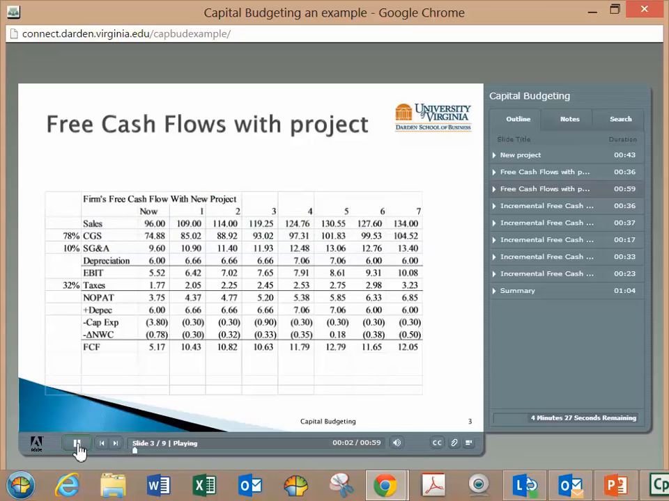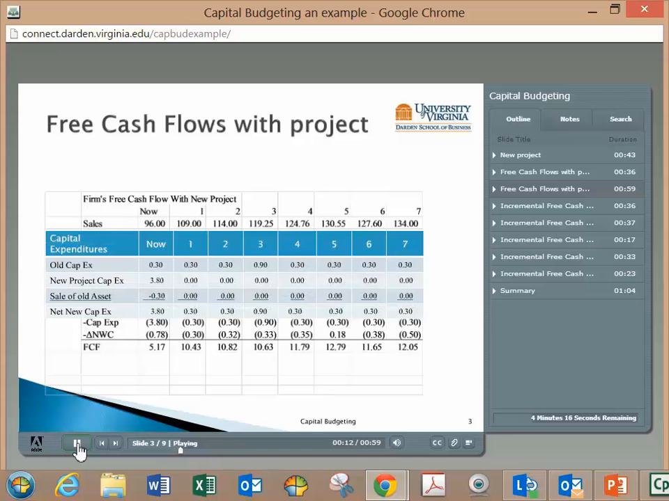The next step is to add back depreciation, then deduct capital expenditures. Here we start with the old capital expenditures, add the capital expenditure of $3.8 million for the new asset in the now column. Next we account for the sale of the old asset at $300,000. Note, since it's sold at book value, there are no tax effects. The sum of these gives us the capital expenditures for each year.